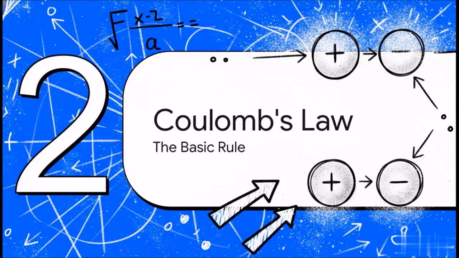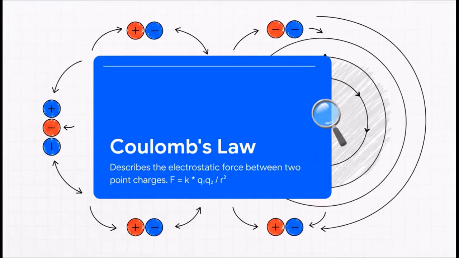Okay, so we know charges either attract or repel. But that begs the question: how strongly do they attract or repel? For that, we need our first major tool, an amazing equation called Coulomb's law. This formula right here tells us the exact force between any two charges. But the really important part to look at is the r squared on the bottom. This is what's called an inverse square law. It means if you double the distance between two charges, the force doesn't just get cut in half. No, it drops by a factor of 4. This force gets weaker really fast as things get farther apart.